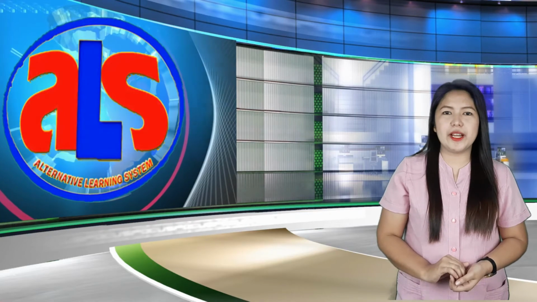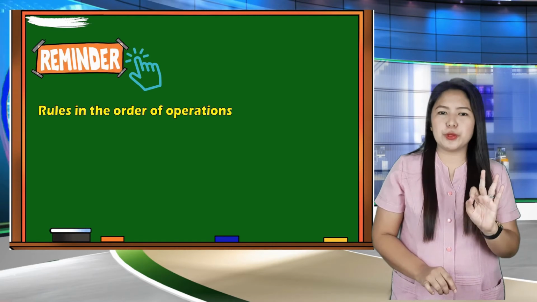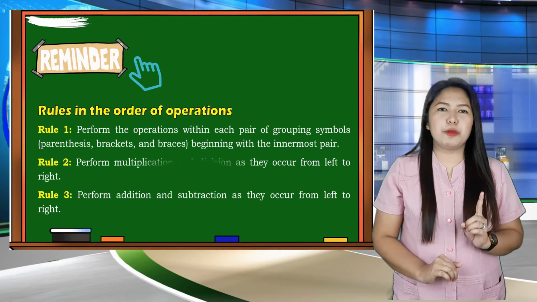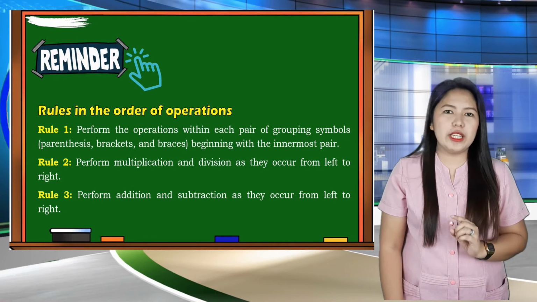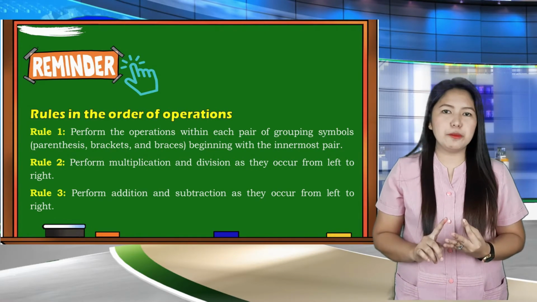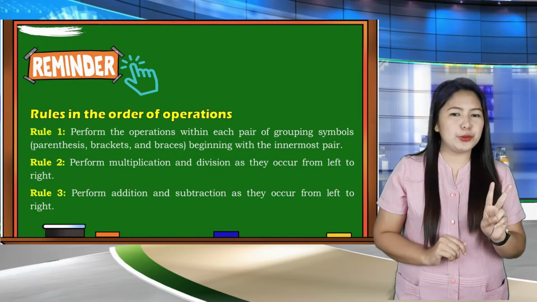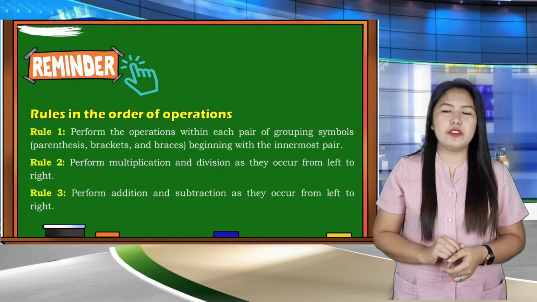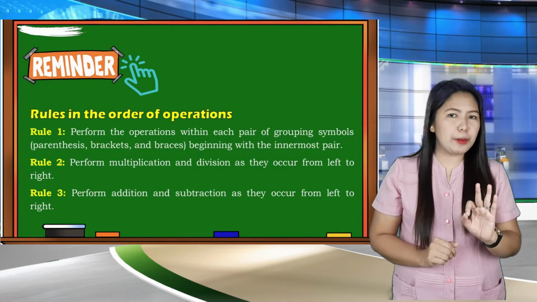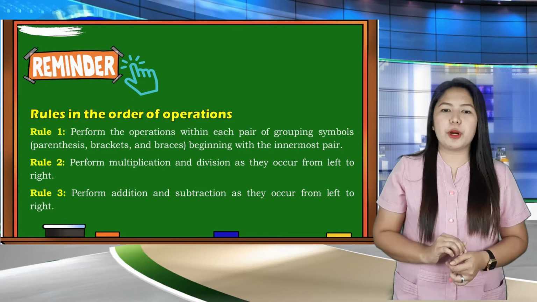Paano ba natin i-apply ang PMDAS or ang GMDAS rule? So meron tayong 3 rules in the order of operations. Rule number 1. Perform the operation within each pair of grouping symbols, parentheses, brackets, and braces, beginning with the innermost pair. Rule number 2. Perform multiplication and division as they occur from left to right. And rule number 3. Perform addition and subtraction as they occur from left to right.